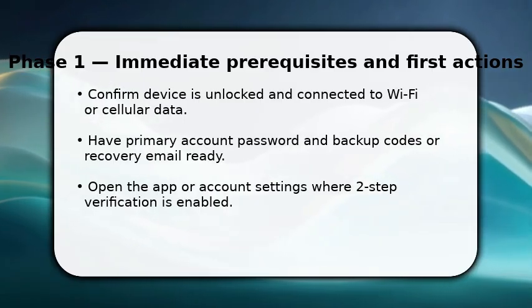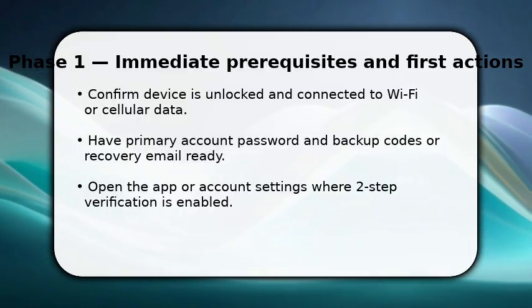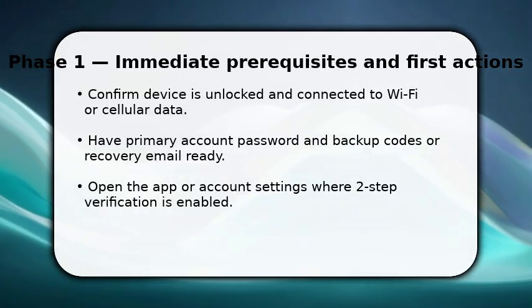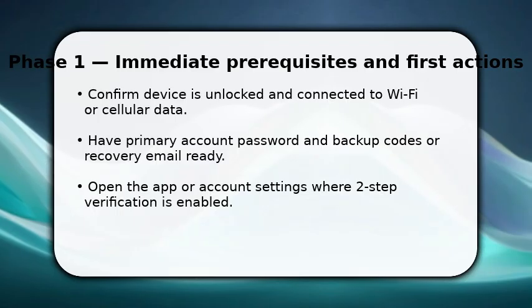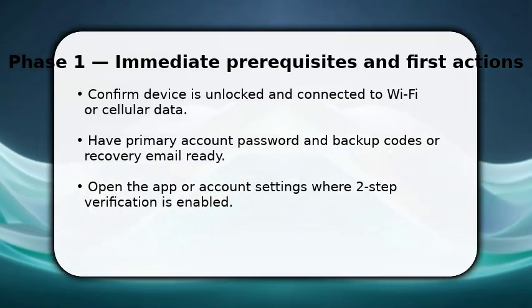Now open the app or the account security settings where two-step verification lives. This is where changes are authorized. Once you're on the security page, look specifically for two-step, 2FA or two-factor options. Tap it to view current methods and the option to disable them.